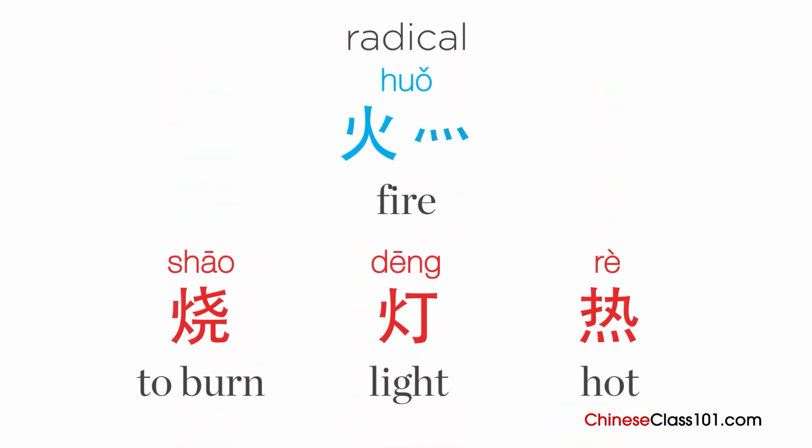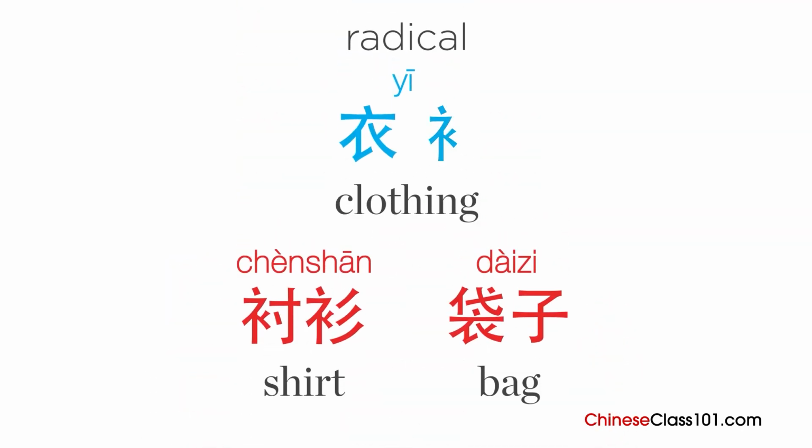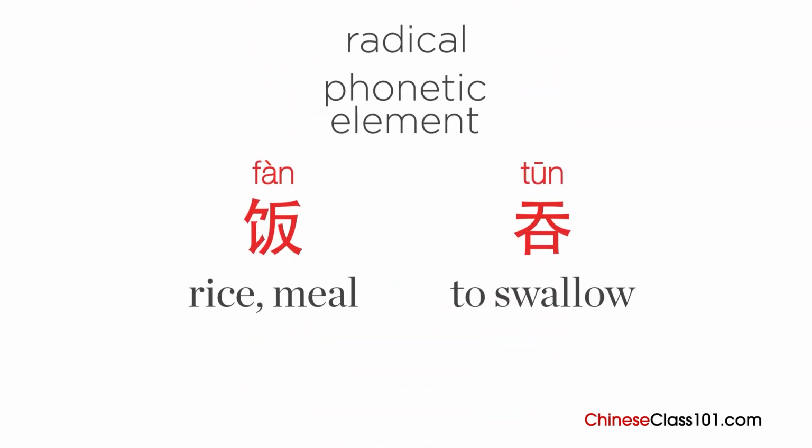火 or its variation means fire. For example, 烧 to burn, 灯 light, 热 hot. 衣 or its variation means clothing, 衬衫 shirt, 袋子 bag. Most radicals are at the left or bottom of a character.